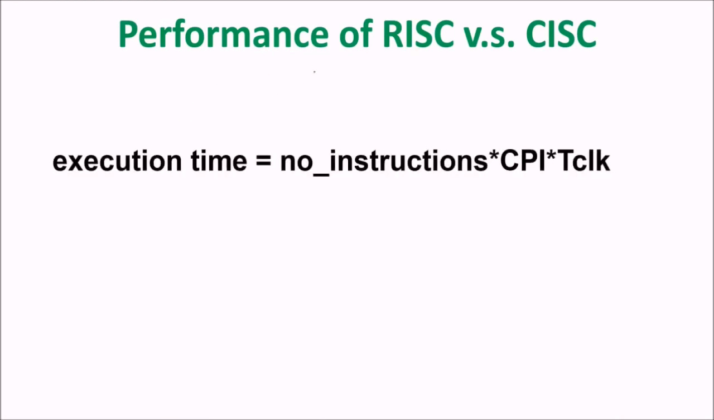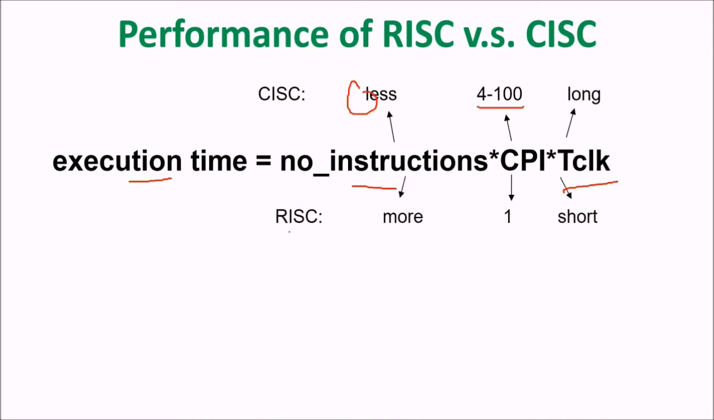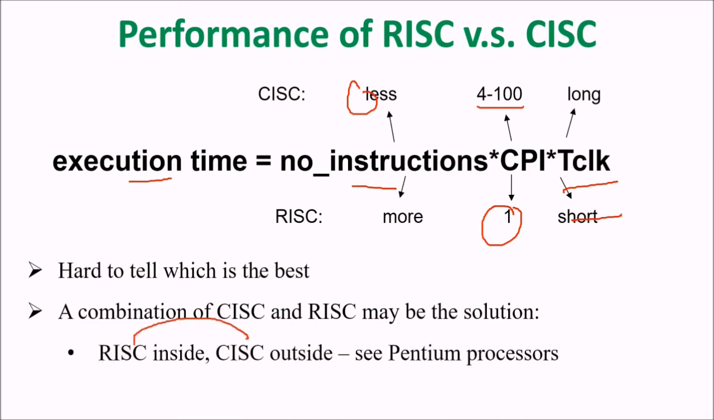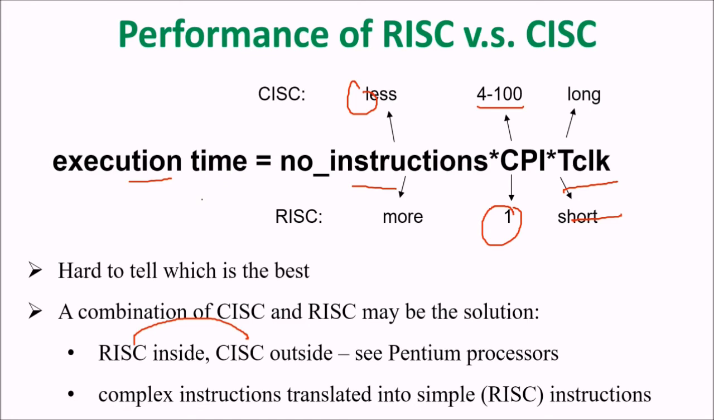What about the performance of RISC versus CISC? The execution time can be computed as the number of instructions times CPI times TC, the clock cycle time. In CISC, the number of instructions is less, CPI is around 4 to 100, and the time is long. For RISC, the number of instructions is large, but CPI is only 1 and the time is also short. It is very difficult to tell which is the best. A combination of RISC and CISC may be a solution. You can have a RISC inside and CISC outside. You can see the Pentium processors doing that. The complex instruction is translated into simple or RISC instructions, this is also a solution.